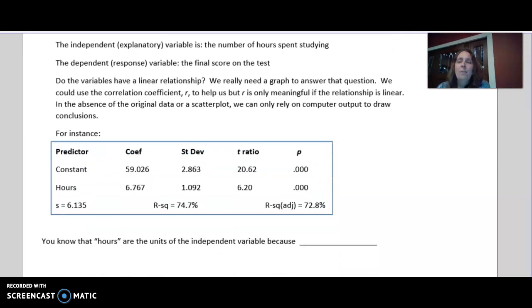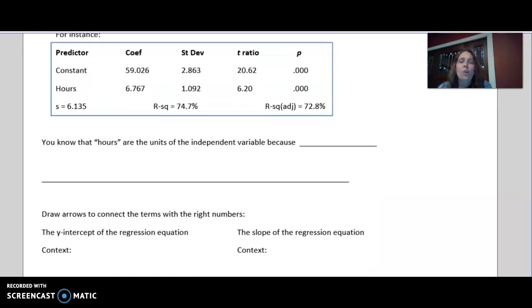If you take a peek at the box that we have here, this is what you will probably need. Now, the T ratio information and the P information is really nice, and if we had gotten to the very last chapter of the year, we would know what to do with that. If you take a look, you'll see that the P values are both very, very small. They're about 0. So that means whatever the test is, we have some significant data. But you don't have to worry about that right now, because we didn't make it that far in the year. So a couple things. First of all, I say here, you know that hours are the units of the independent variable because blank. See if you can figure out why.